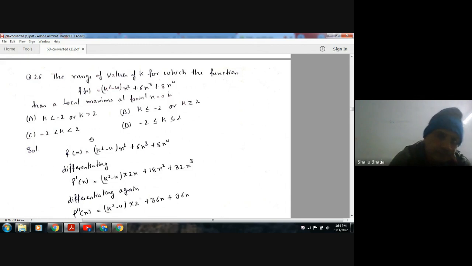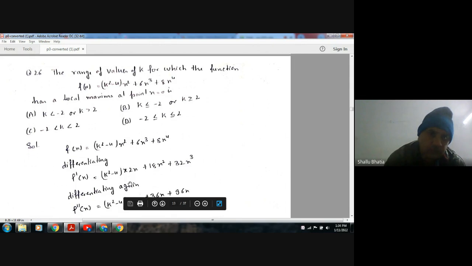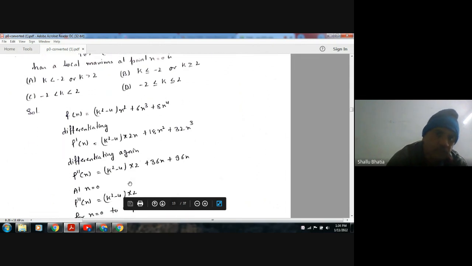Okay. So f(x) is this quantity. Now differentiate it, we have to get the maximum function. Differentiating it, it will be 2x, then 18x², then 32x³. Differentiating again, this will be 2, then 36x, and this will be 96x².